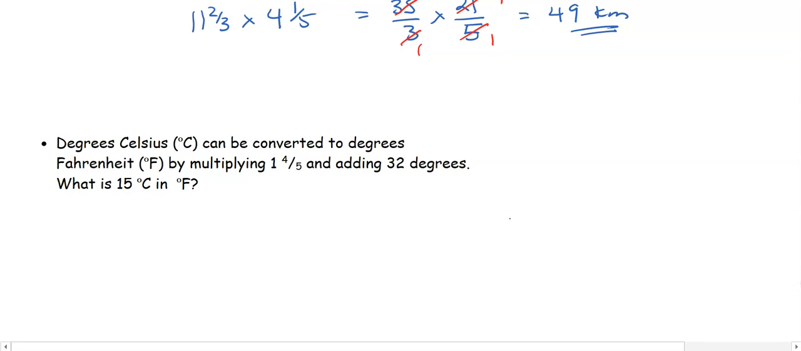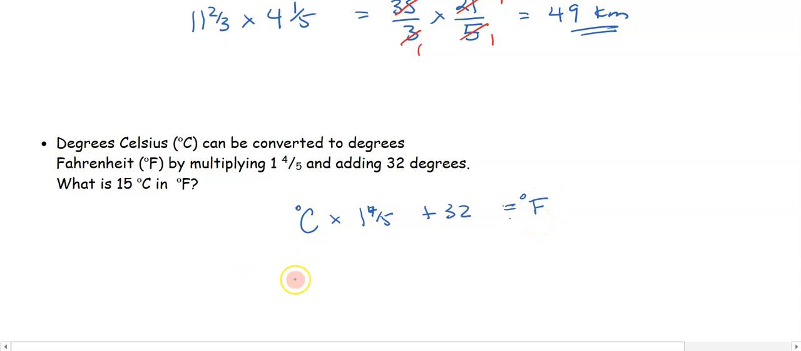Degrees Celsius can be converted to Fahrenheit by multiplying. So if I have degrees Celsius, I can multiply it by 1 4/5 and then add 32. 1 4/5 is very close to the number 2, isn't it? That's why the rule is if you have degrees Celsius, we simply double it and then add 32. That's a nice estimate for how to convert from degrees Celsius into degrees Fahrenheit. In Canada, we use degrees Celsius. The United States uses degrees Fahrenheit.